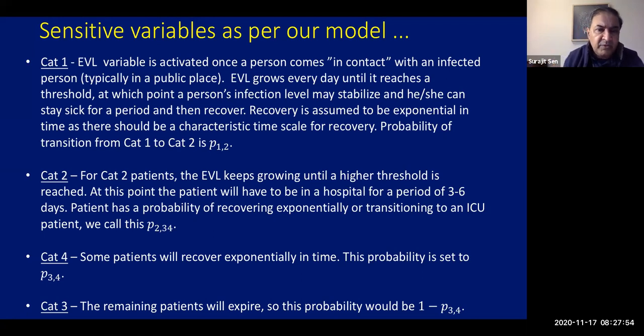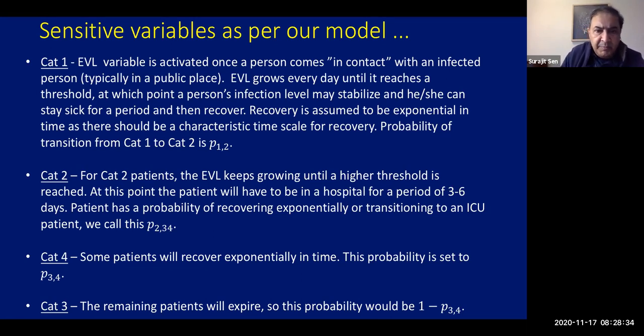The transition from category 1 to category 2 is P12. So we have to pick a number for P12, and this is something that we are picking out of thin air right now. For category 2 patients, the EVL keeps growing until a higher threshold is reached. At this point, the patient will have to be in the hospital, and we have assumed this period to be randomly between 3 to 6 days. We have also varied it between 6 to 12 days in some studies. But the difference isn't a whole lot in terms of outcomes. By outcomes, I mean measurement of hospitalization and ICU numbers.